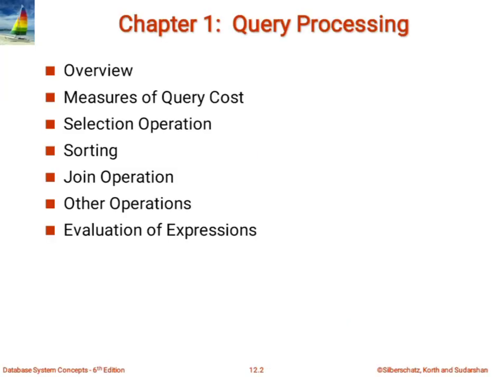In this chapter, there are these many things: overview, measures of query cost. Then there are selection operations. There are many selection operations actually, but we know only one, which is this. This is the selection operation, right? But inside the selection operations there are many scenarios that we are going to see. Then I have sorting. There are many types of sorting techniques. Out of these, which different sortings we apply in database, that we are also going to see.